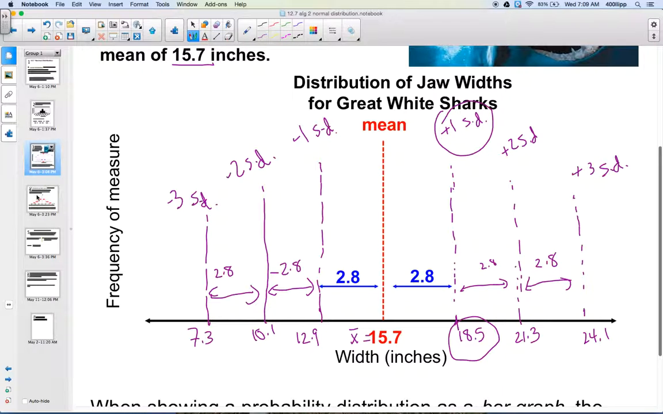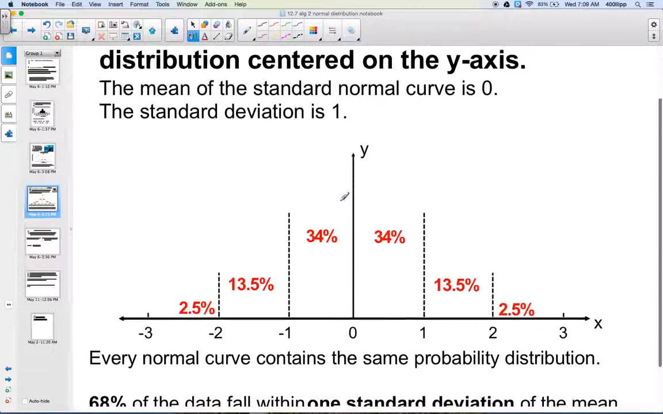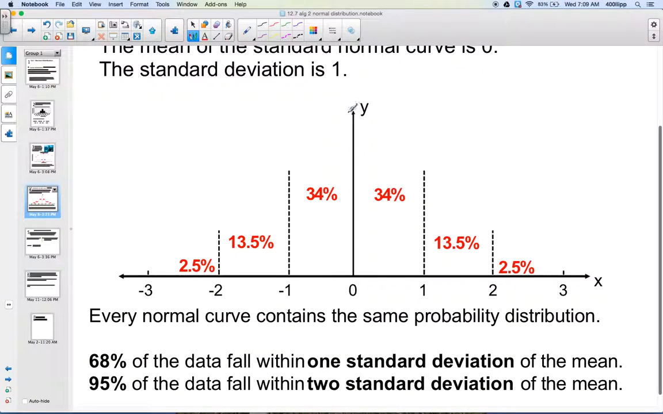Moving on, this is going to be the standard normal curve. So we do need to remember all of these percentages because these are always going to satisfy a standard normal curve. So it's going to be centered on the y-axis. Here's the y-axis. The mean of the standard normal curve is 0. Here's the mean. The standard deviation is 1. So we're gonna draw this in our bell-shaped curve here. Okay, here's our bell-shaped curve, and then we're gonna look at all of the percentages.